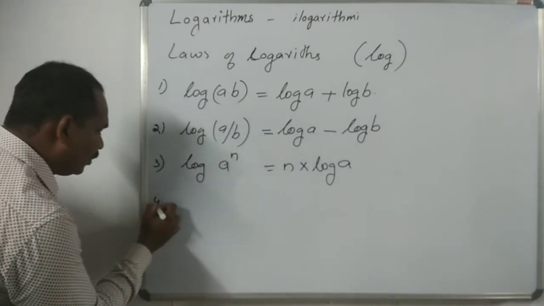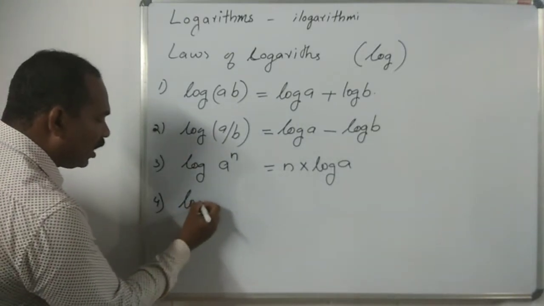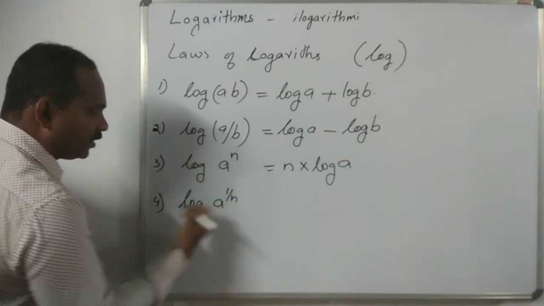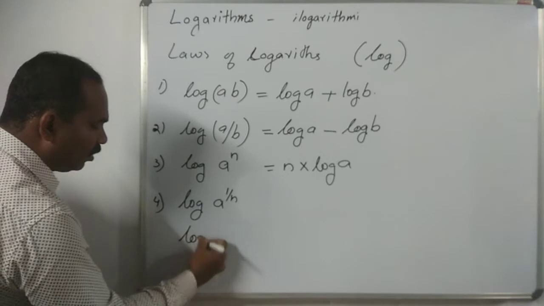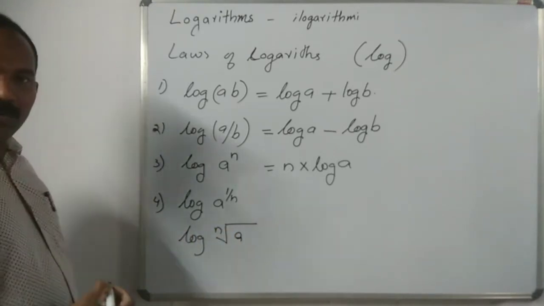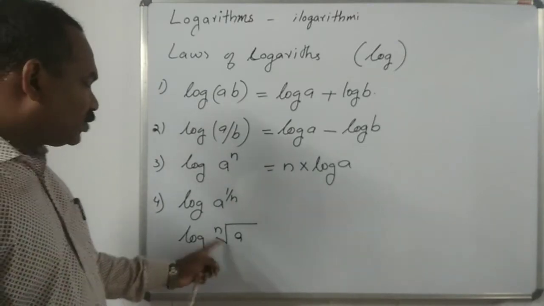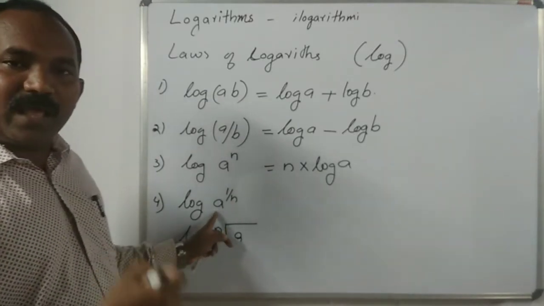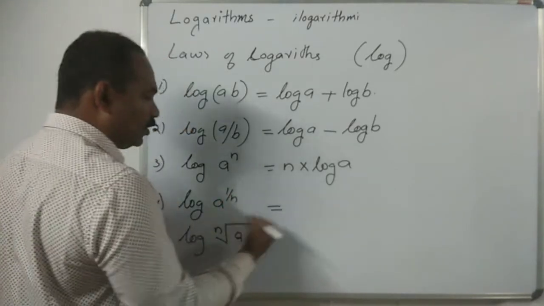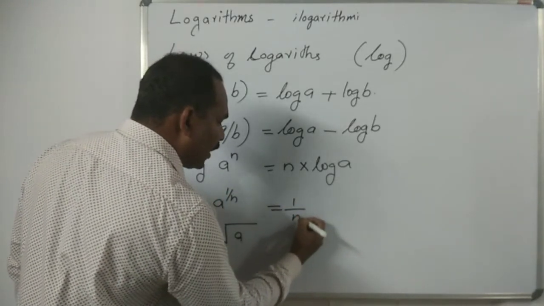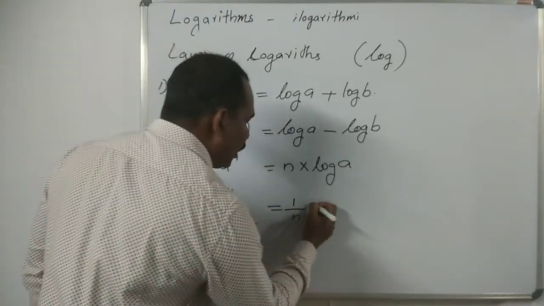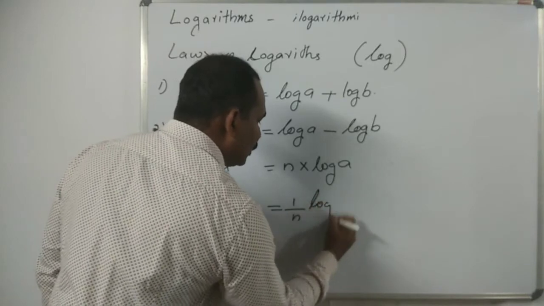And the fourth law is log a raised to 1 by n, or you can write log nth root of a. Both are correct. Nth root of a is written as a raised to 1 by n. Both have the same meaning. It is 1 by n into log a.